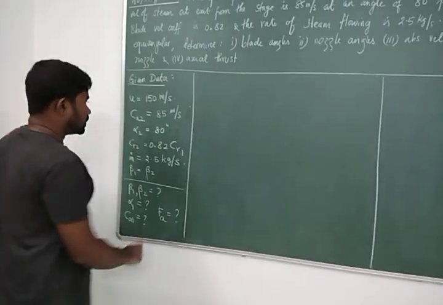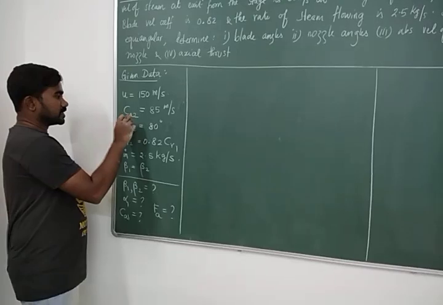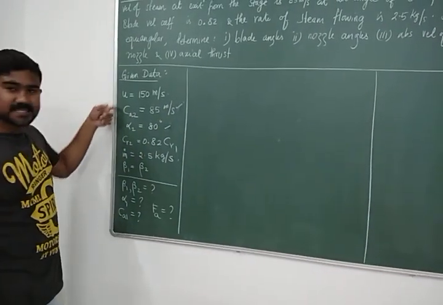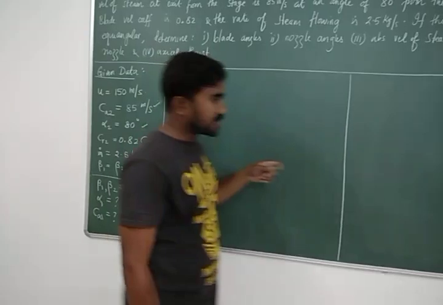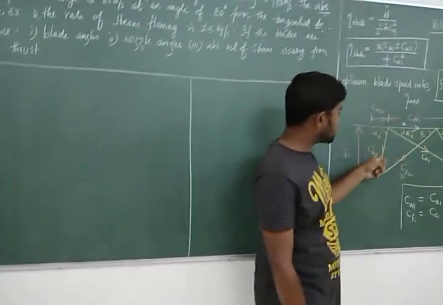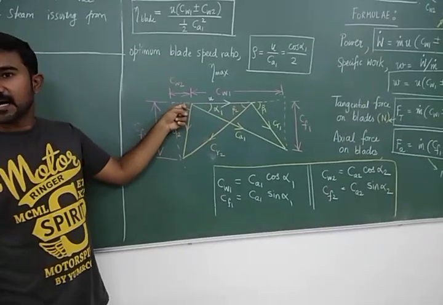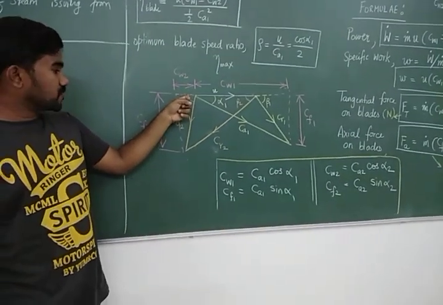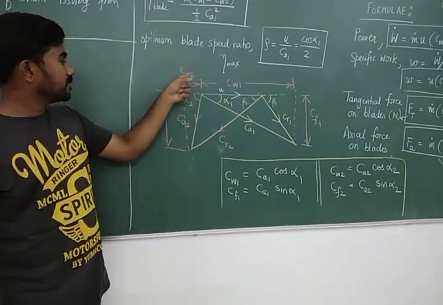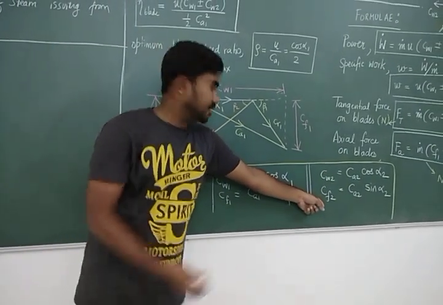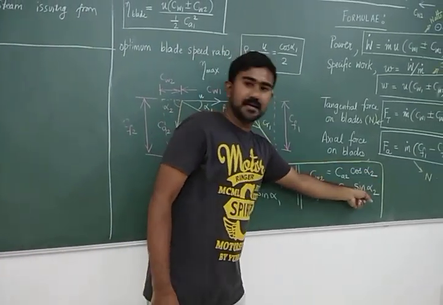Right. Okay. So what is given is we know CA2 and we know alpha 2. These are the exit velocity triangles. So let us quickly go to the exit velocity triangle and see where we know the data. We know CA2 and we know alpha 2. And what are the components of CA2? CW2 and CF2. CW2 and CF2 you can find because we know CA2 and alpha 2.